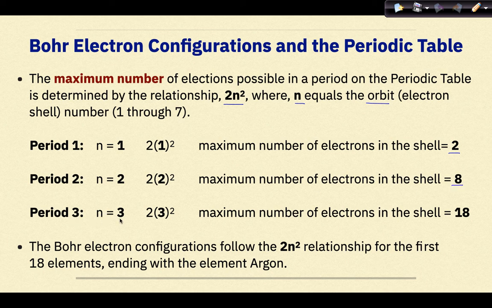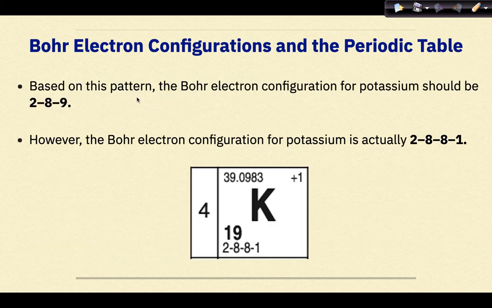Period 3, n equals 3. 3 squared is 9 times 2. Maximum number of electrons, 18. The Bohr electron configurations follow the 2n squared relationship for the first 18 elements, ending with the element argon. Based on this pattern, the Bohr electron configuration for potassium should be 2, 8, 9.